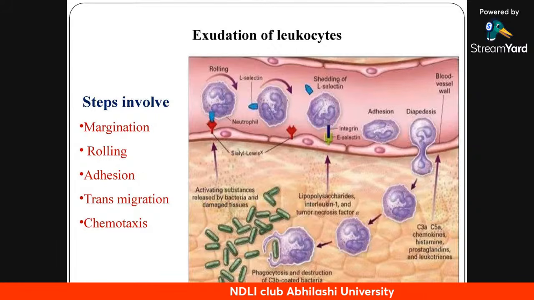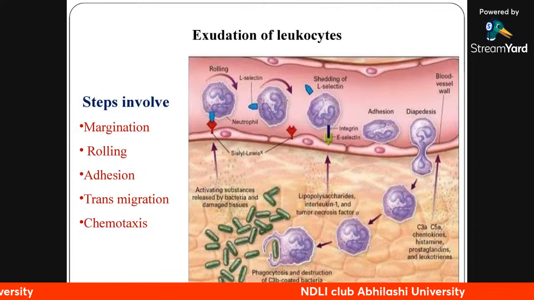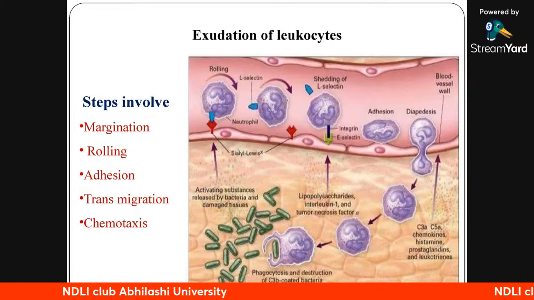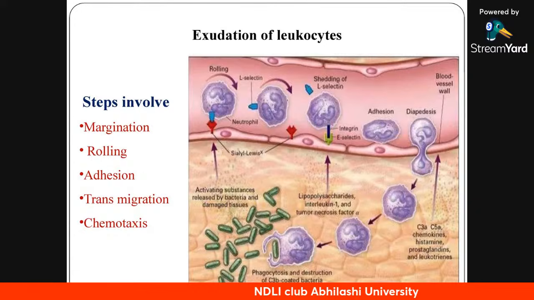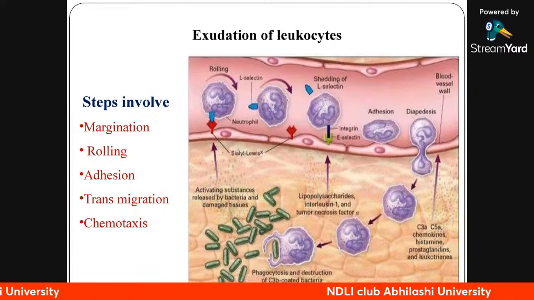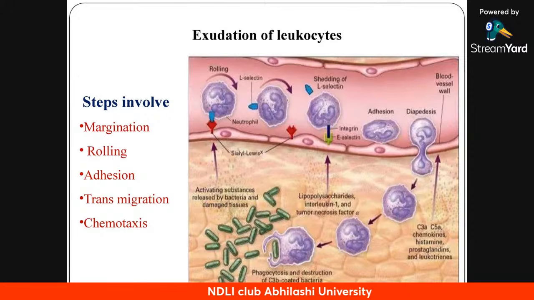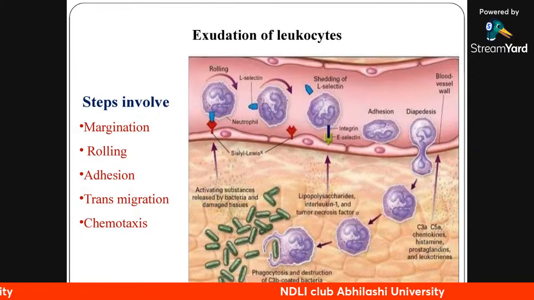Exudation of leukocytes is the escape of leukocytes from the bloodstream into the site of tissue injury through the wall of the blood vessel. It is the most important feature of the inflammatory response. In acute inflammation, polymorphonuclear neutrophils form the first line of defense, followed later by phagocytes. Steps involve margination, rolling, adhesion, transmigration, and chemotaxis.